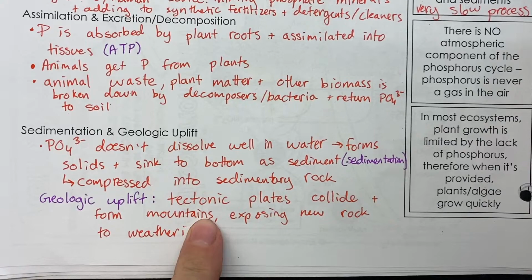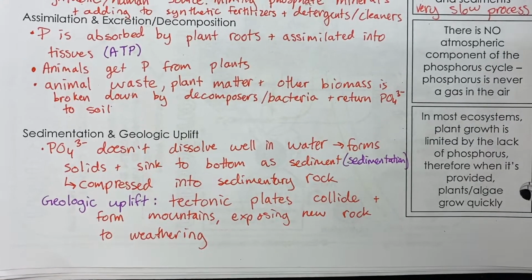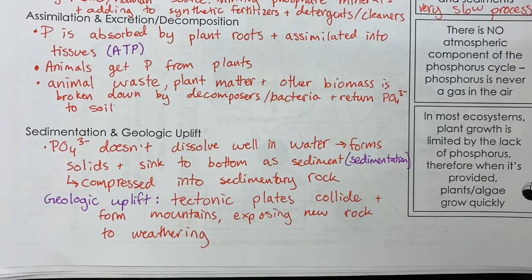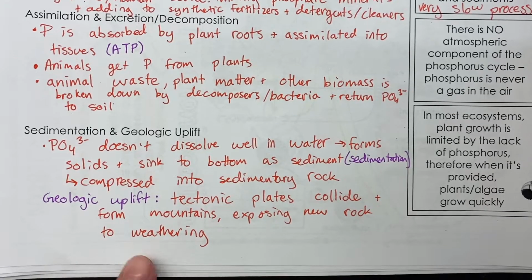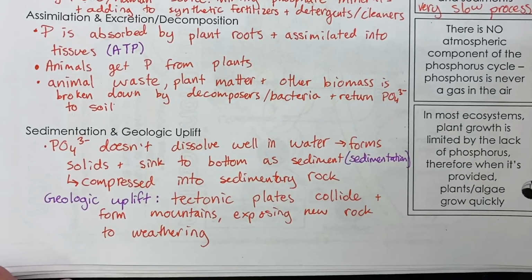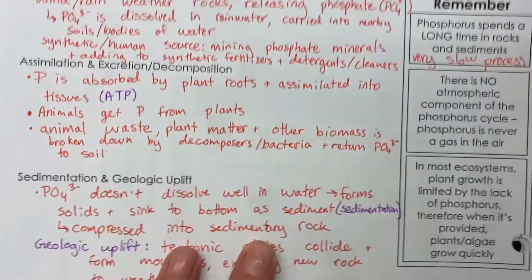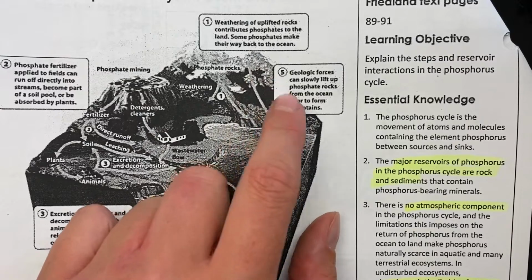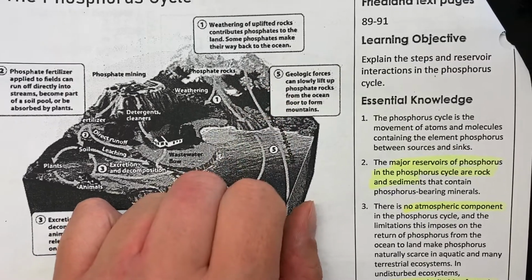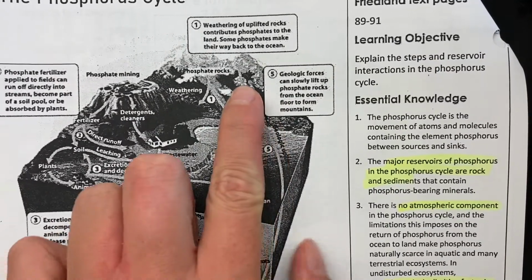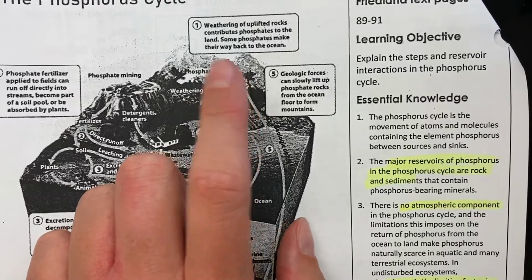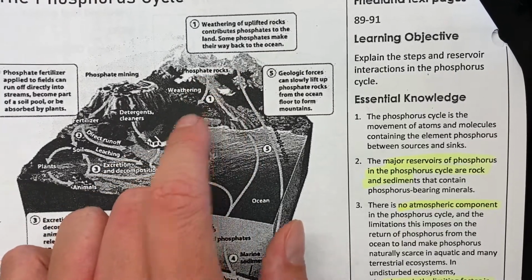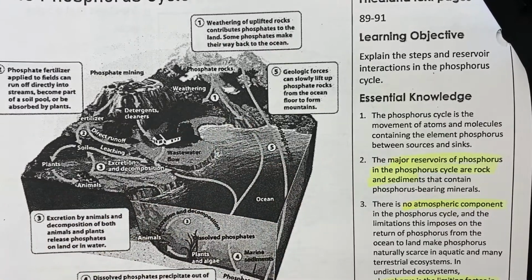When tectonic plates collide and form mountains, new rock is going to start sticking up and being exposed to the weathering from the wind and rain, and that essentially starts our cycle again. So as we get these mountains rising, you have new rock face exposed, coming from the ocean floor up into mountains, and then wind and water is going to wear it down, start our cycle again, and have phosphate that can enter the soil or waterways.